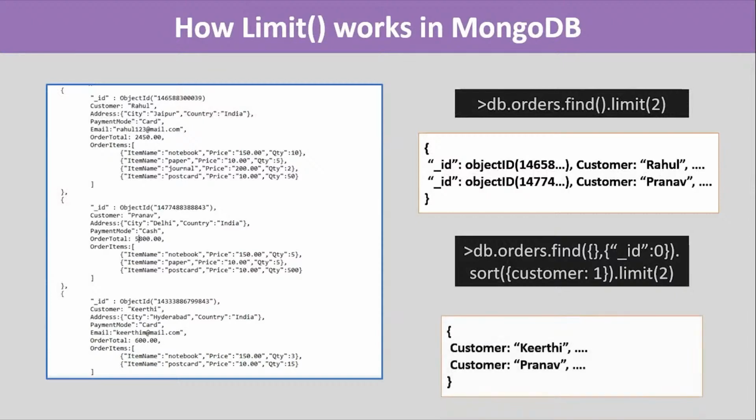So when I run this query, this would be the output. The customer I'm sorting in ascending order. So first we'll have Kirti, and similarly next we have Pranav, in alphabetical order, following the alphabetical condition starting from A to Z.